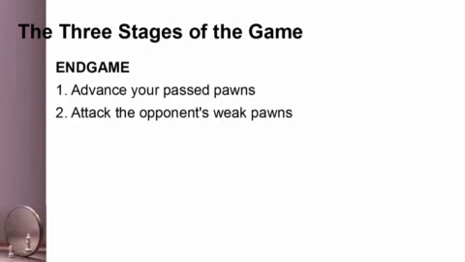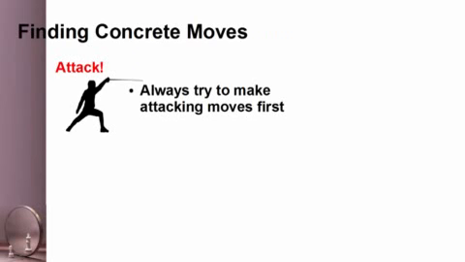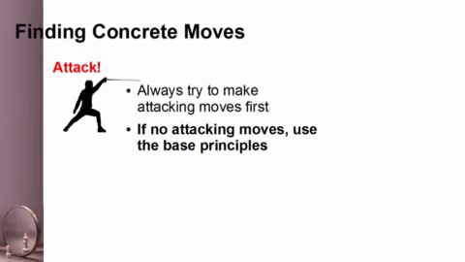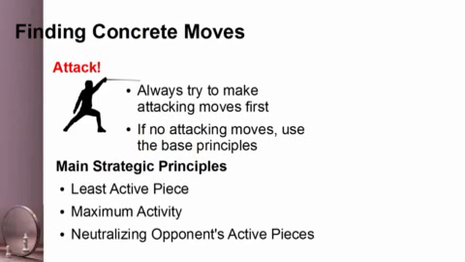In the endgame, the pawn structure determines the plan. You can advance your passed pawns or attack the opponent's weak pawns. These ideas give you the general direction of how to play in the different stages of the game. To find each concrete move, you should use the base strategical principles and calculate the variations. According to these principles, you should try to make the attacking moves first. If there are no attacking possibilities, you need to use the principles of the least active piece, maximum activity, and neutralizing the opponent's most active piece. There are some other principles as well, but those were the main ones.